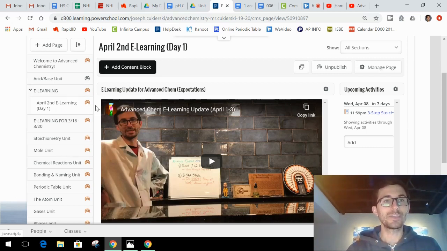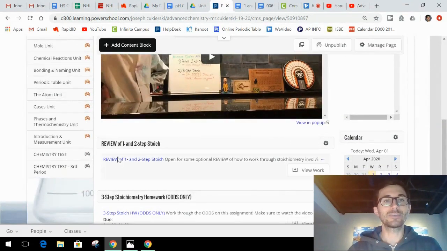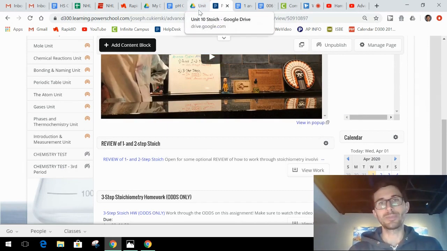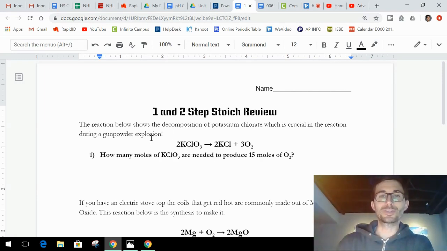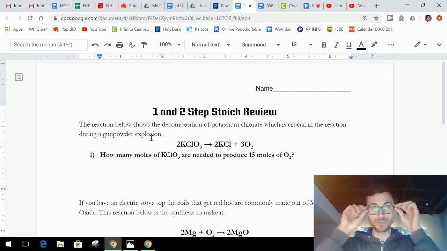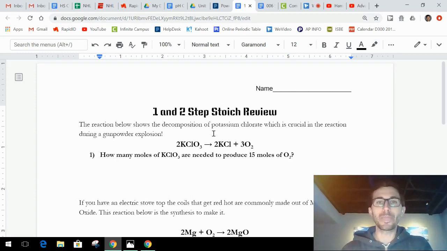So on the e-learning page, hopefully we're right here, April 2nd, e-learning day number 1, your B day. We're going to head down to this review of 1 and 2 step Stoich. Again, this is totally optional, just a review. As previously stated, you can print things off. You can use a piece of paper. If you want, you can even type on the actual document. That's fine. I'm going to quickly run through how you can set up some conversions on Google Docs. It requires a lot of clicking, but if you don't want to use paper, you can do this. That's perfectly fine.